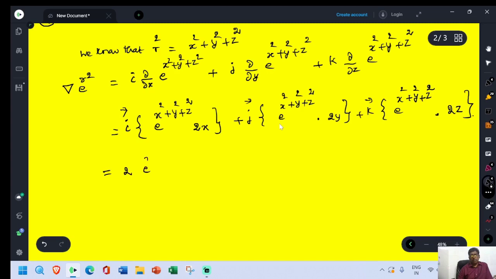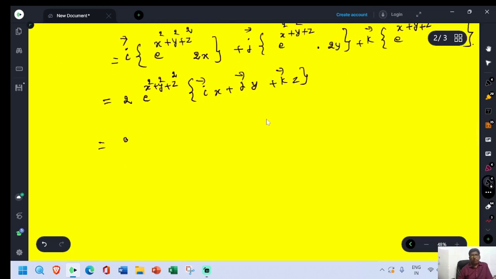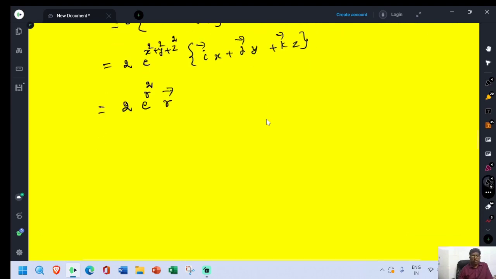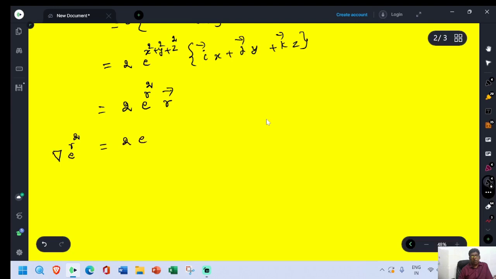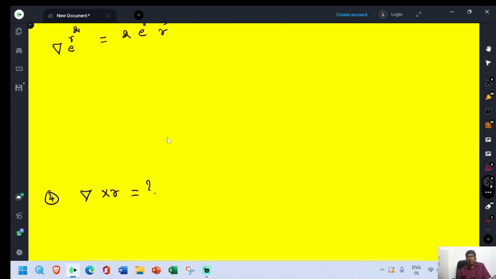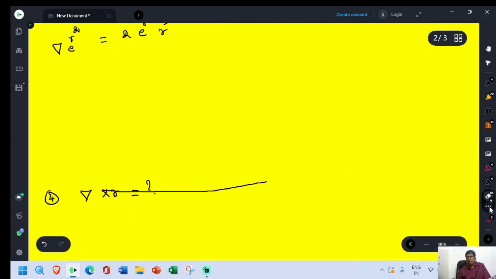Take 2 into e^(x²+y²+z²) as a common term: i into x plus j into y plus k into z. This is equal to 2 into e^(x²+y²+z²), which is r², and this is vector r. So the value of grad of e^(r²) equals 2 into e^(r²) vector r. Then come to the next problem.